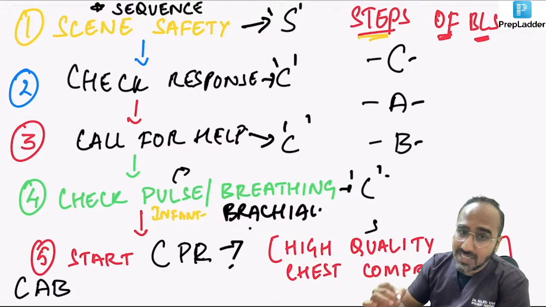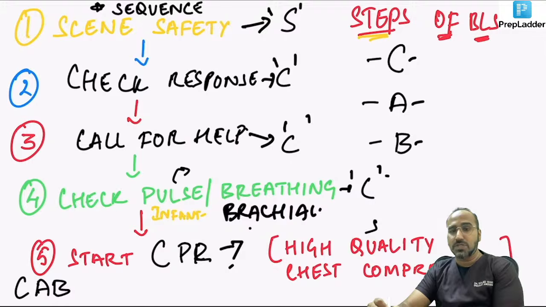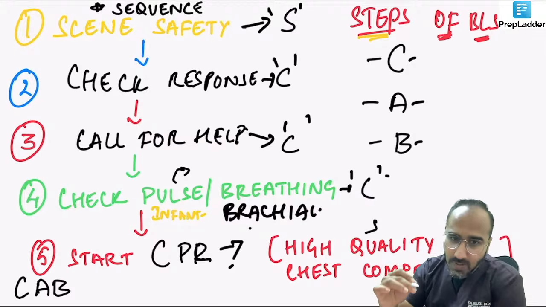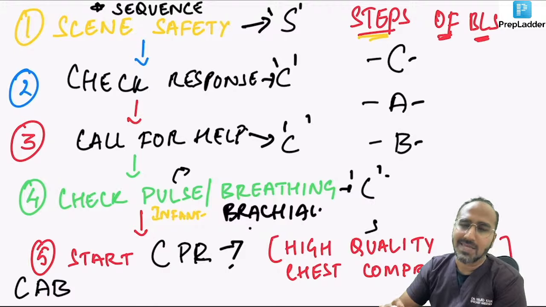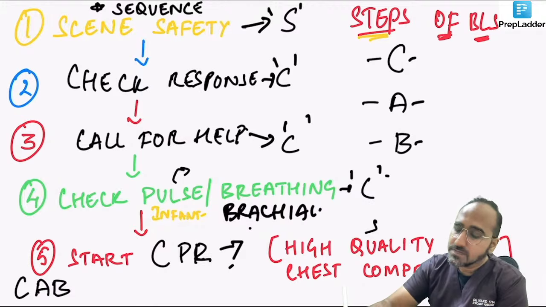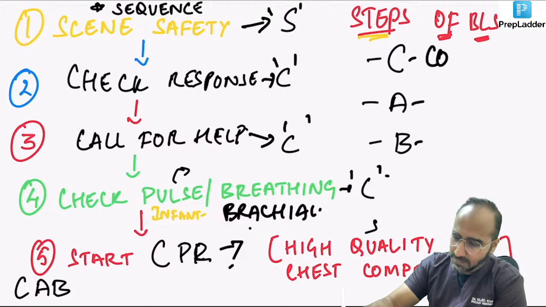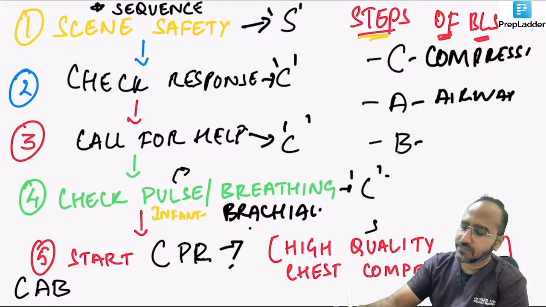When you are starting CPR, it should be high quality chest compression. That is basically the steps of the CPR. When you are giving CPR, are you following the ABC protocol or CAB protocol? ABC is airway, breathing, circulation. CAB is circulation or compression first. We are following the CAB protocol: compression, airway, and breathing.